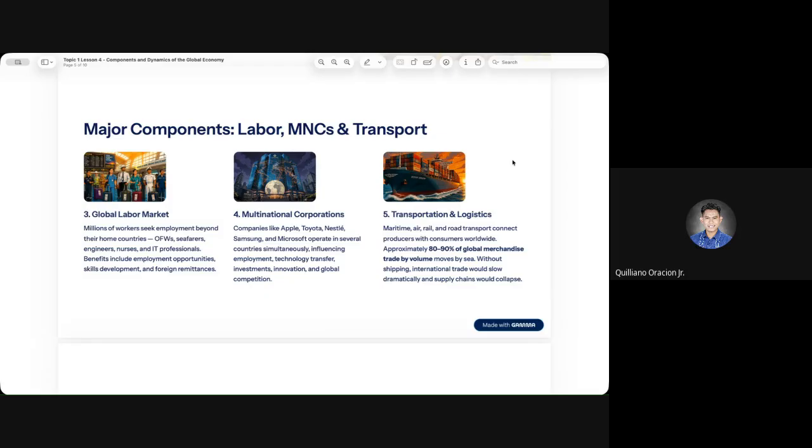Next, we have multinational corporations. Examples are McDo, Apple, Toyota, Samsung. These are called multinational corporations, meaning one company, many countries. Apple designs products in America, it manufactures in Asia, and it sells worldwide.